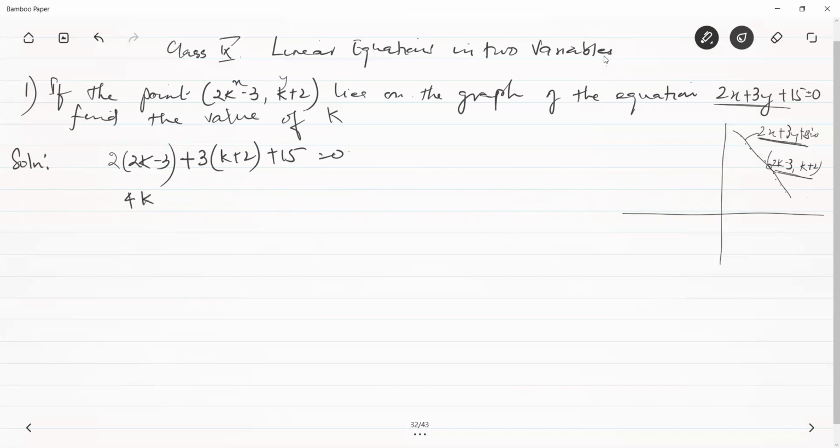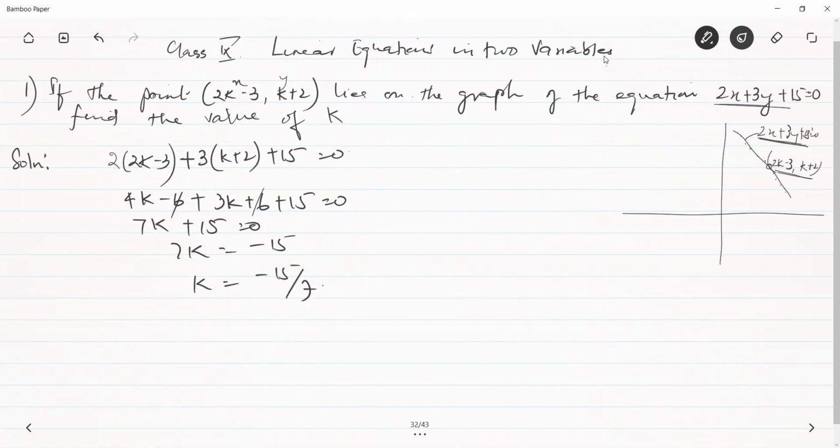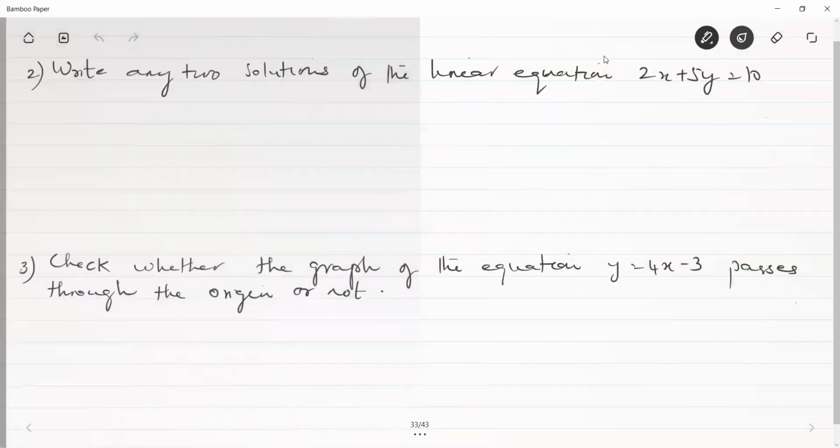So 4k minus 6 plus 3k plus 6 plus 15 is equal to 0. So 7k, this 6 and the 6 will get cancelled. 7k plus 15 is equal to 0. So 7k is equal to minus 15, so k is equal to minus 15 by 7. Okay, we'll go to the next one.